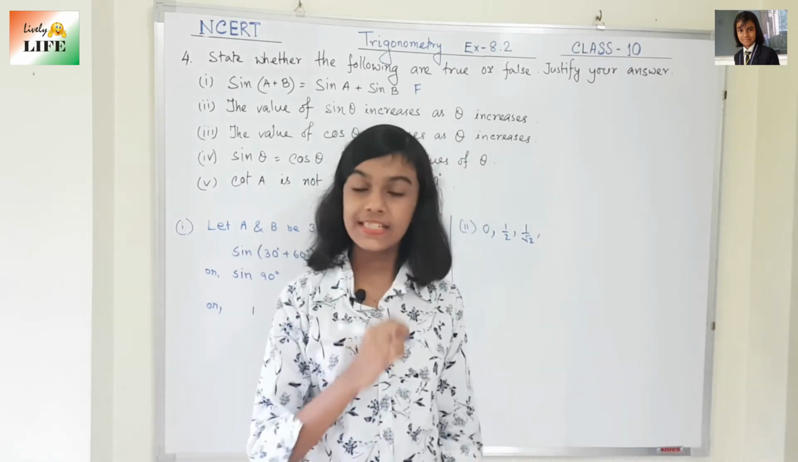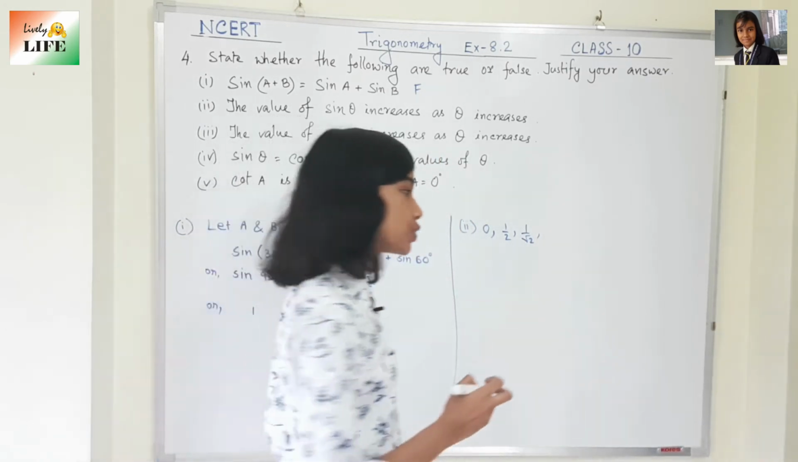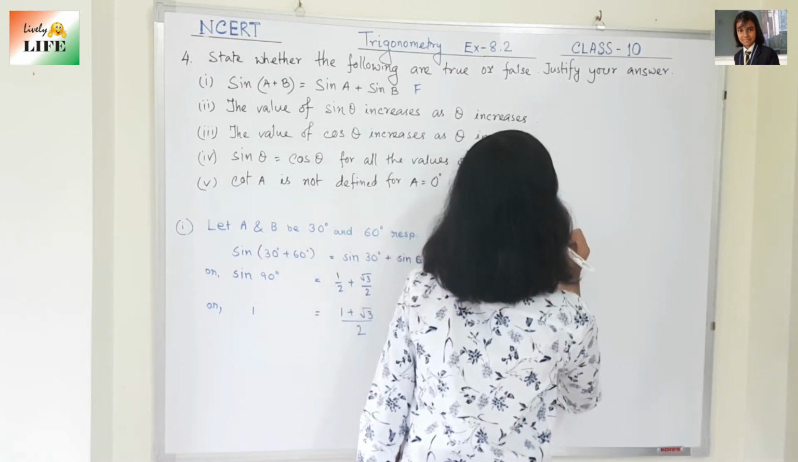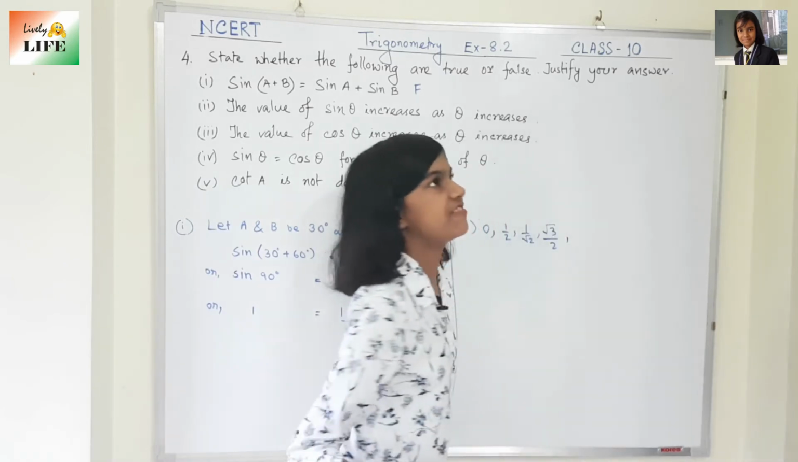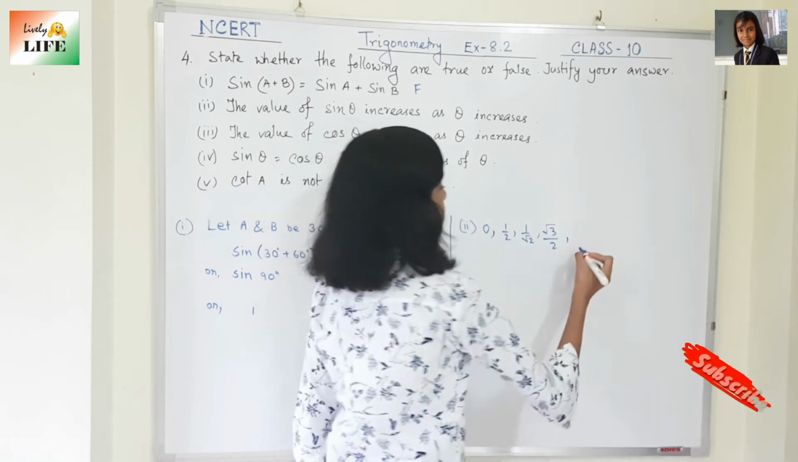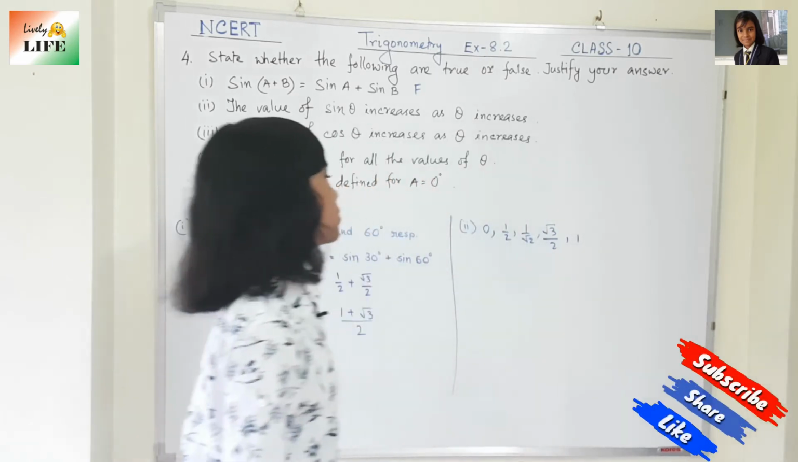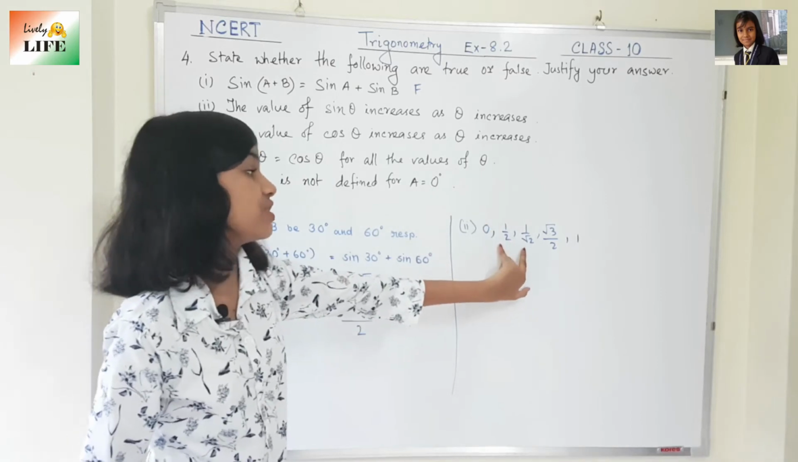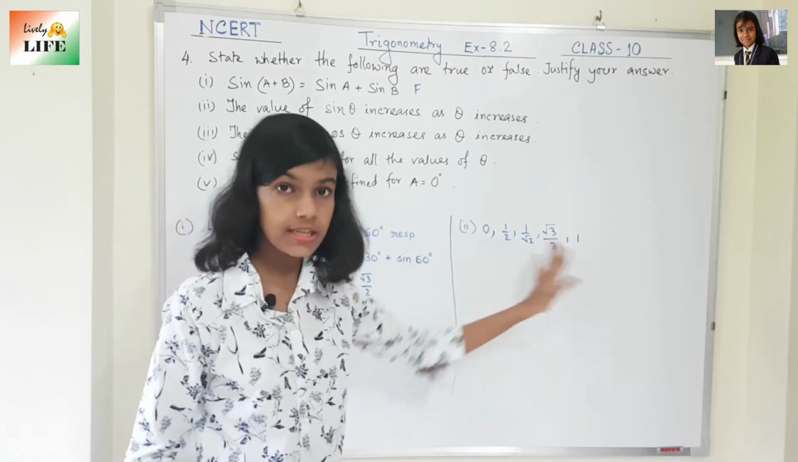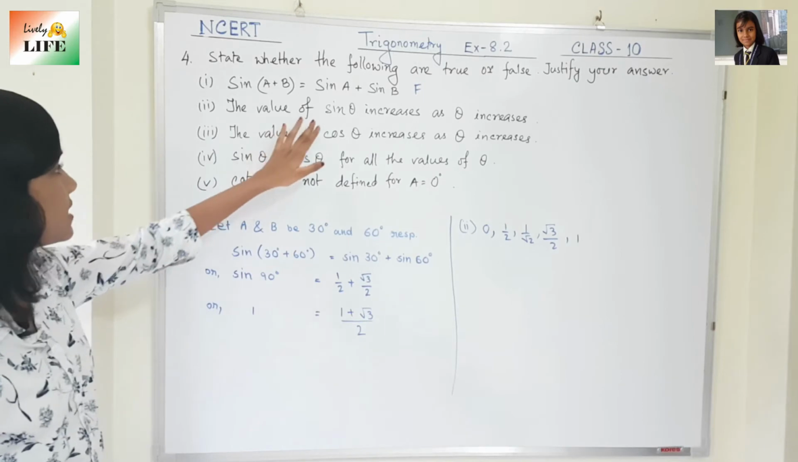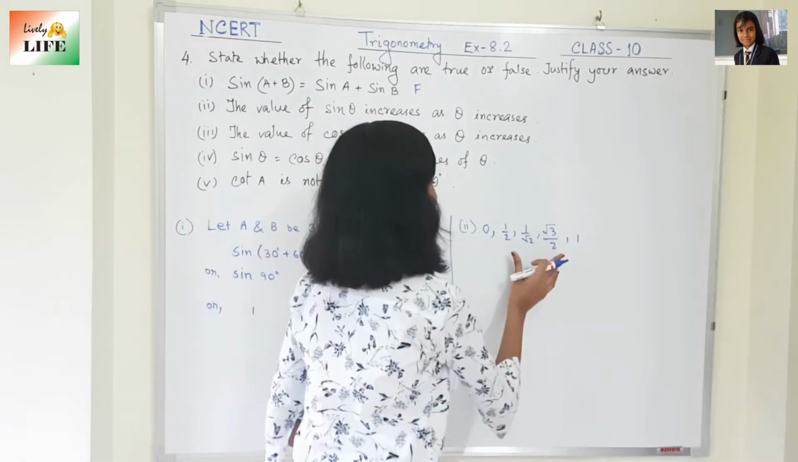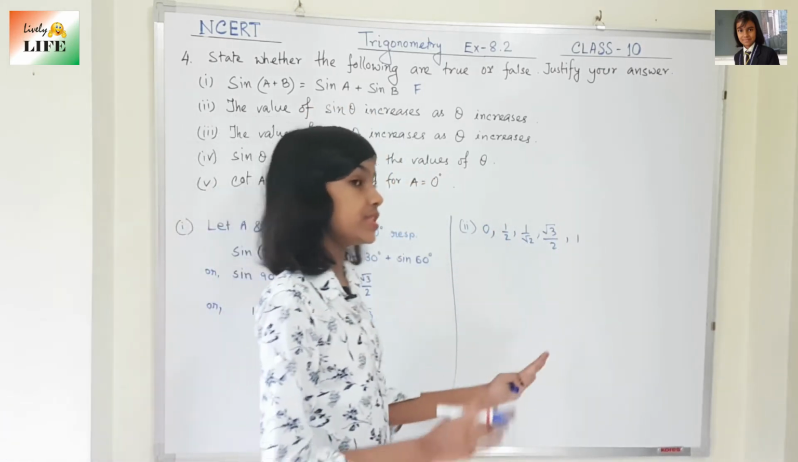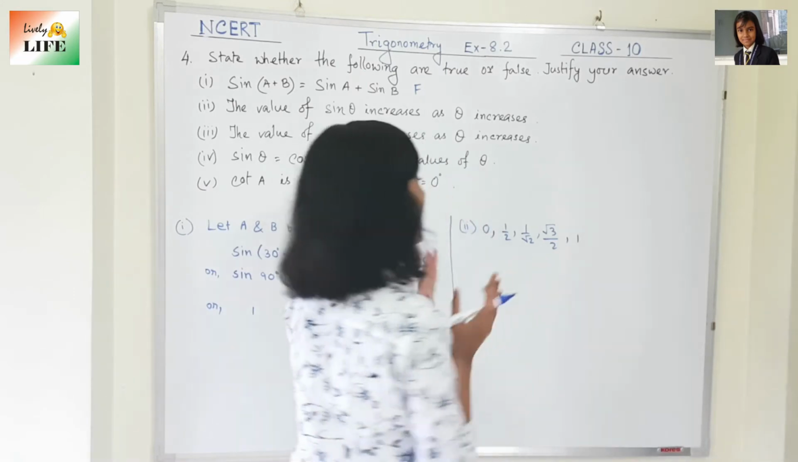Then sine 60 degree was what? It was root 3 by 2. Then finally sine 90 degree, that was 1. So does this increase? Because the theta is increasing, right? First was 0 degree, 30 degree, 45 degree, 60 degree and 90 degree. The theta is increasing. So does the sine theta increase? If you calculate all these values, then you will say yes, they are in an ascending order.